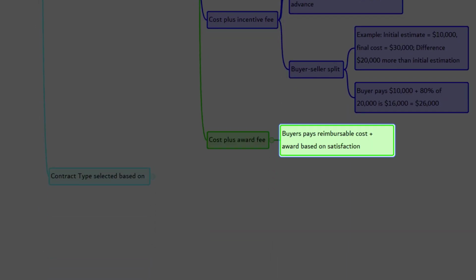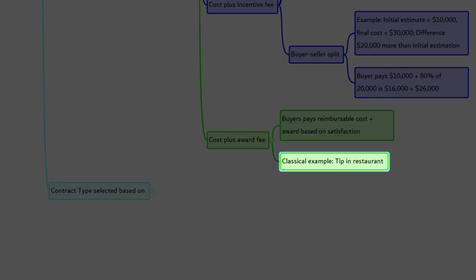Here, the buyer pays the reimbursable cost, but for the award, he pays based on his level of satisfaction. The best example for this type of contract is you go to the restaurant, order the food that you like to eat. You pay for it, but you pay the tip to the waiter based on your satisfaction.